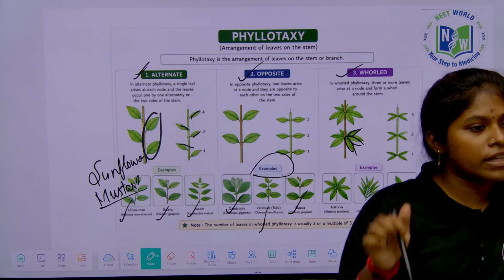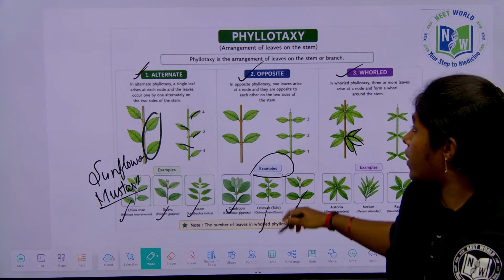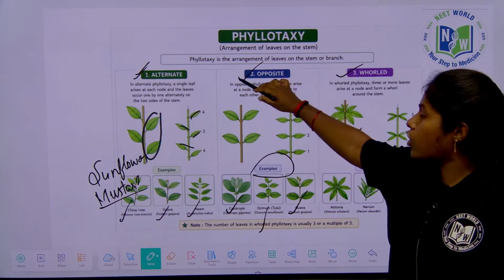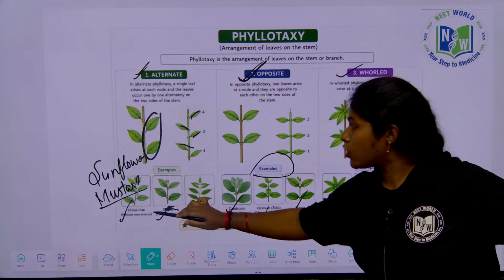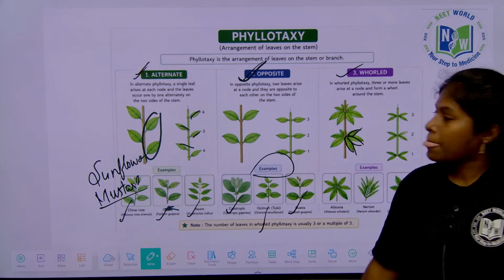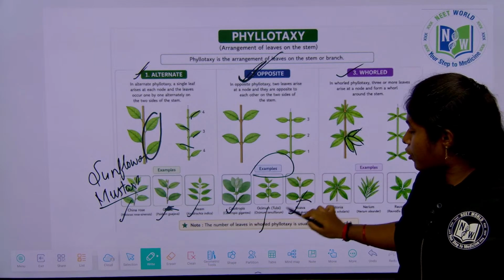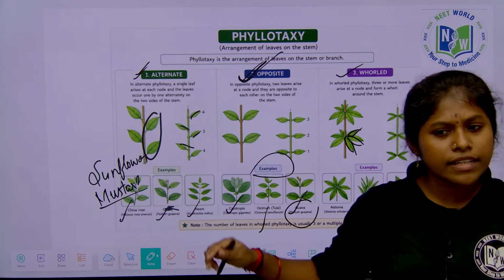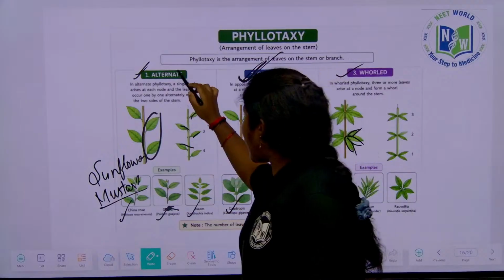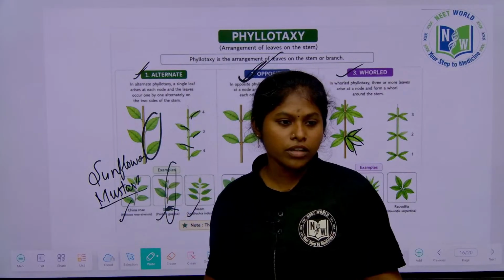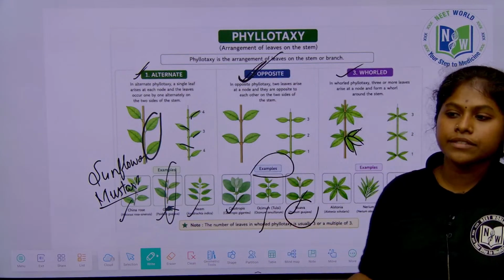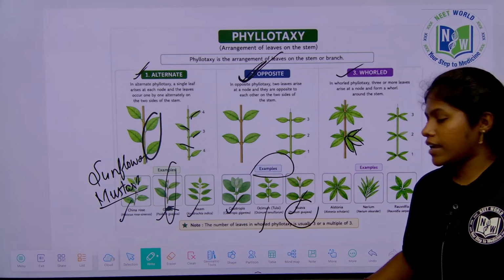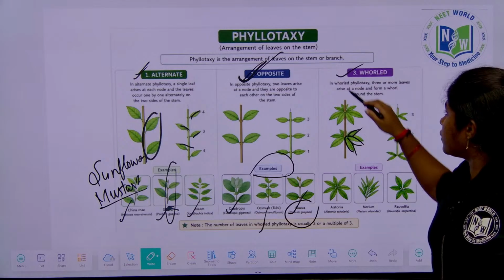No. But as per the NCERT, guava is an example for opposite, sorry, only opposite, not for alternate. For opposite, the only examples are guava and Calotropis, according to the NCERT. Here extra examples are there, but in the alternate there is no guava. The examples of alternate are mustard and China rose.